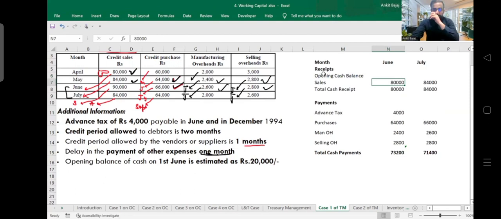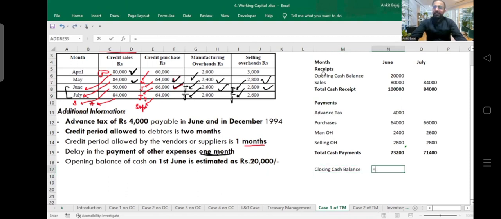What is the amount of opening cash balance? It is 20,000. Now, if I ask you what is the total available cash for the month of June, what is going to be the answer? 20,000 plus 80,000. Yes or no? So total cash receipt, or total available cash balance, is rupees 1 lakh. Now here you have total cash of 1 lakh with you, and you have to pay 73,200 in the month of June. So what is going to be the closing balance? Closing cash balance. Is it possible for you to calculate?